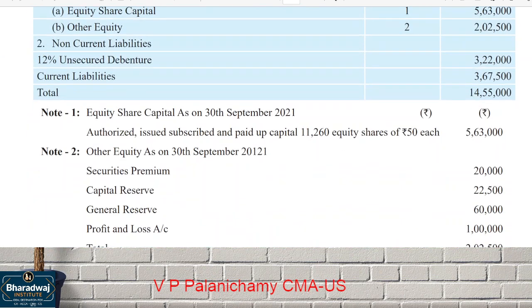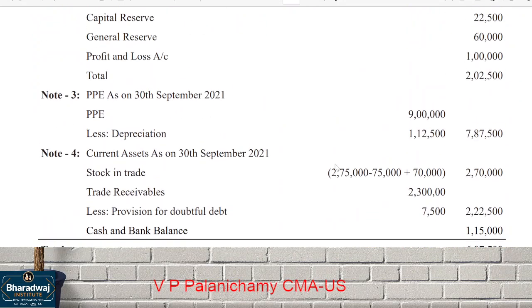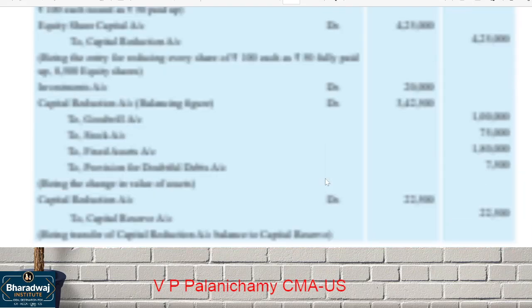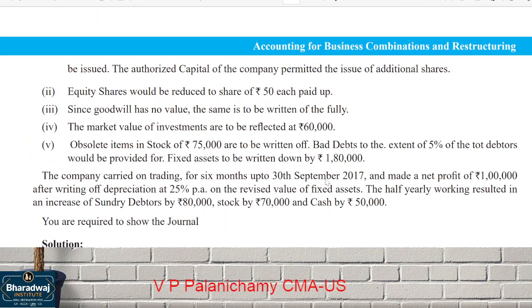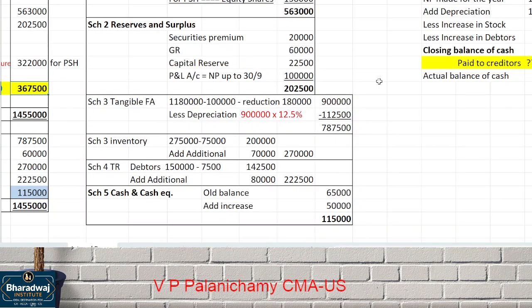Actually, they have not done any working note. They just gave 3,67,500. No working note is given. So sometimes while solving the question, how that answer came, or this working, they have not given as part of the solution. Any doubt in it?